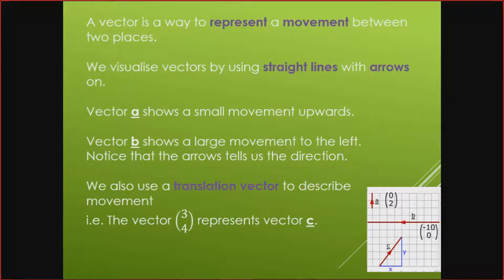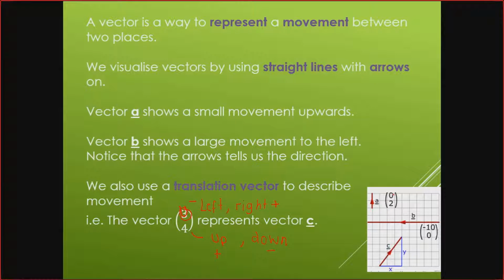We can also use translation vectors to describe the movement, i.e. the vector (3, 4). The top number, 3, represents the vector moving either left or right. If it's moving left, that's negative, and if it's moving right, it's positive. And it's the same with the bottom number, which is the vector going up or down. If it's going down, it's negative, and if it's going up, it's positive. So remember that up is positive, right is positive, left is negative, and down is negative.